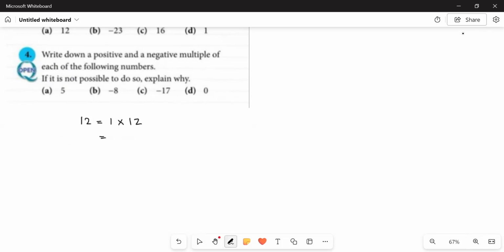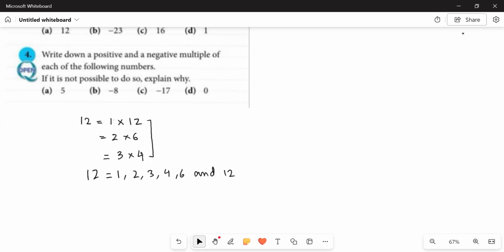Similarly, 12 is a product of 2 and 6. So these are called the pair factors, right? Then we have 3 and 4 as factors of 12. If I multiply 3 by 4, I'll get 12. So these are basically the factors of 12. And there are 1, 2, 3, 4, 5, 6 factors of 12. We can say that 1, 2, 3, 4, 6, and 12 are all the factors of 12. So this is how we find out the factors of a given number.